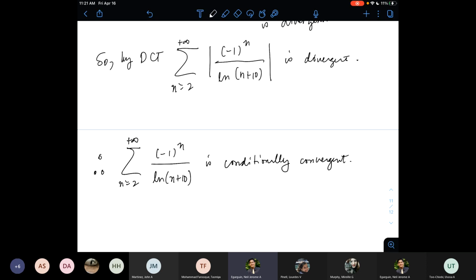Morel and Hersen have the same idea for the solution. So 1 over n is divergent because it's the harmonic series. Does that make sense?